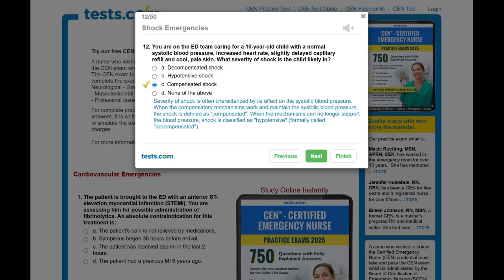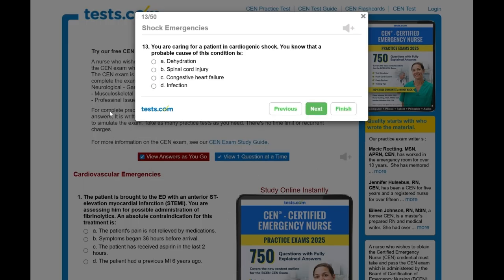Severity of shock is often characterized by its effect on the systolic blood pressure. When the compensatory mechanisms work and maintain the systolic blood pressure, the shock is defined as compensated. When the mechanisms can no longer support the blood pressure, shock is classified as hypotensive, formerly called decompensated.